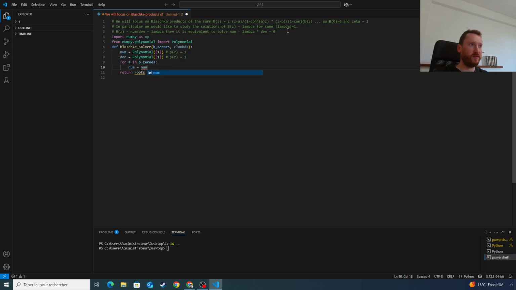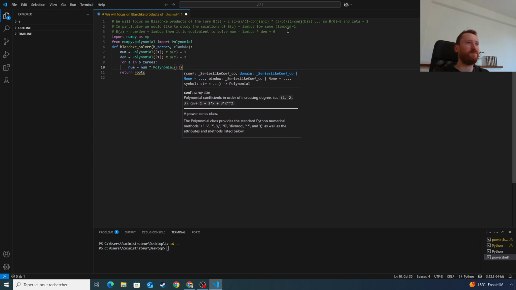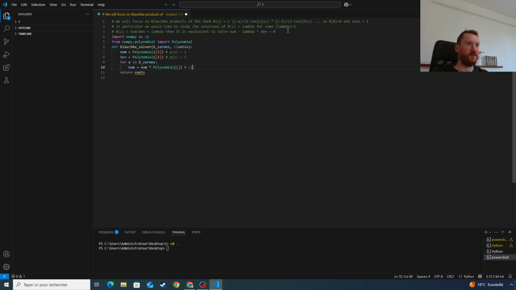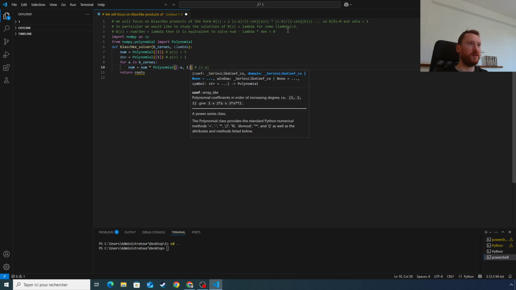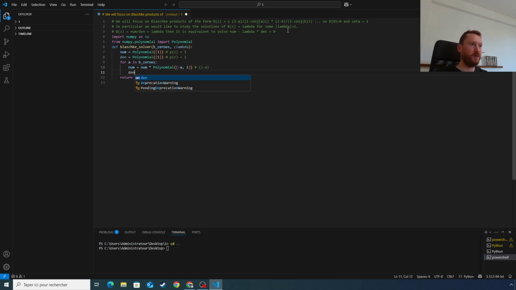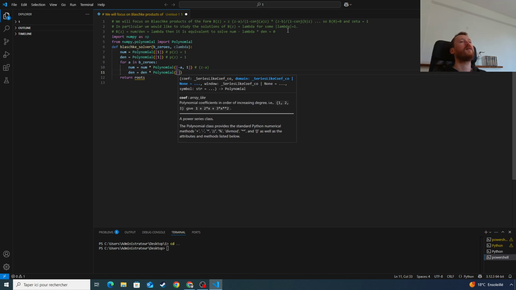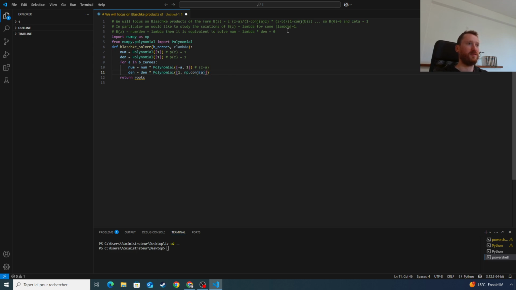numerator is equal to itself times Polynomial of, so we want to multiply by z minus a, this is (minus a, 1). Denominator is equal to itself times Polynomial of (1, and np.conjugate of a), so this is 1 minus the conjugate of a times z. We are done with the loop.